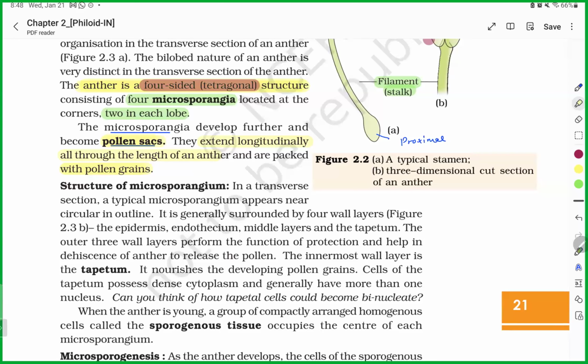If the pollen sac contains pollen grain, what will be present in the microsporangia? Pratigya, what will be present in the microsporangia? Microspore. It will contain microspore.